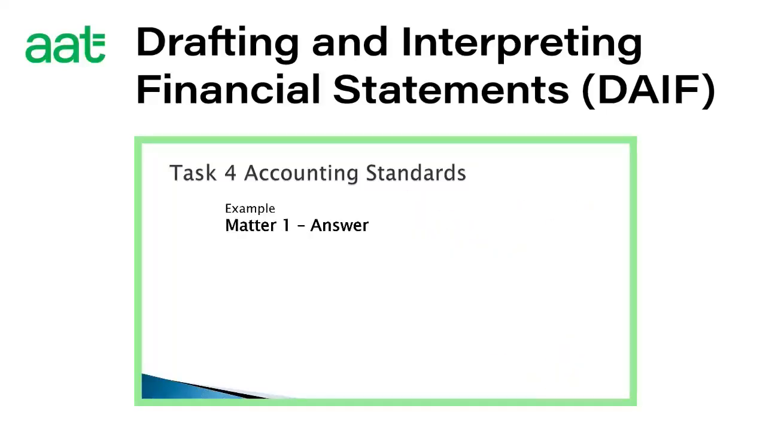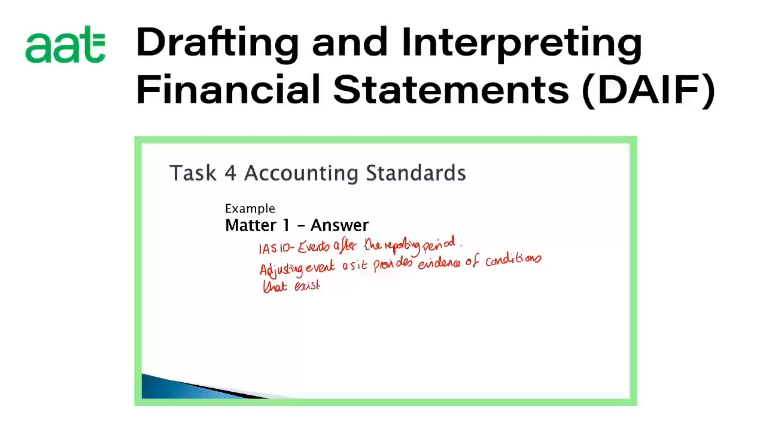So this was for 3 marks. My answer would say, because I want to make sure they know I understand, this is IAS 10, events after the reporting period. And as far as I'm concerned, this is an adjusting event, as it provides evidence of conditions that existed at the 31st of the 12th X1.